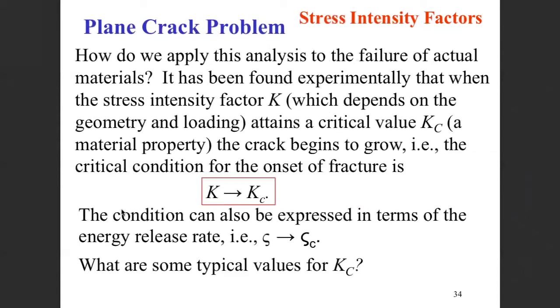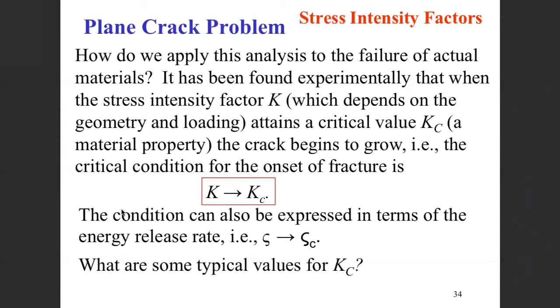When our resolved shear stress hits our critical resolved shear stress, we get plastic slip. When our K1 value hits our K1C value, our crack begins to grow. And that's how this is sort of taught.